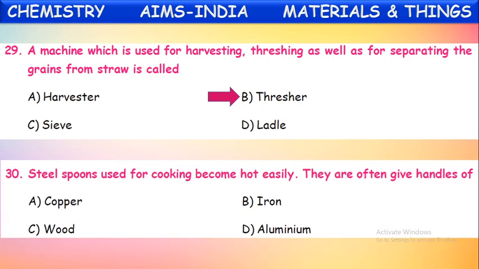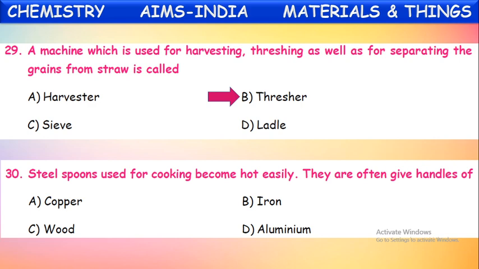Next, steel spoons used for cooking become hot easily, isn't it? Yes, generally steel spoons while cooking become hot immediately. That's why they are often given handles. Which handles are given to avoid hotness? See the options: copper, iron, wood, aluminium. By giving which handle will the spoon handle not get hot?